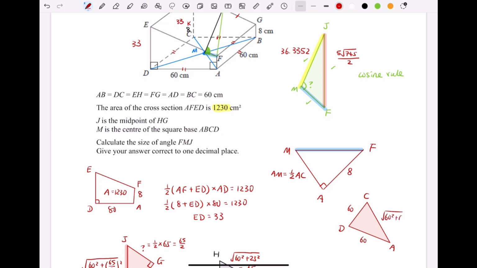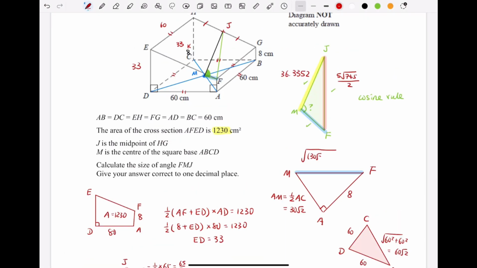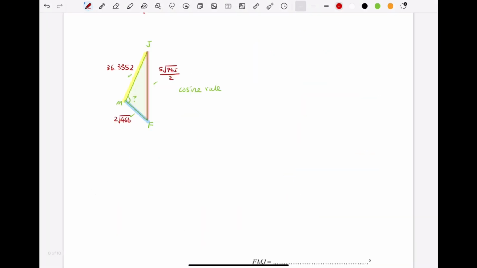By using Pythagoras theorem, we can work out AC to be 60√2. Therefore, AM, which is a half of AC, is now going to be 30√2. By using Pythagoras theorem, we can work out MF to be 2 square root of 466. So now in this triangle, MFJ, we have all the sides.